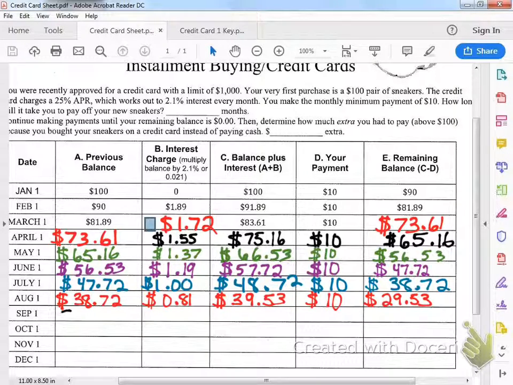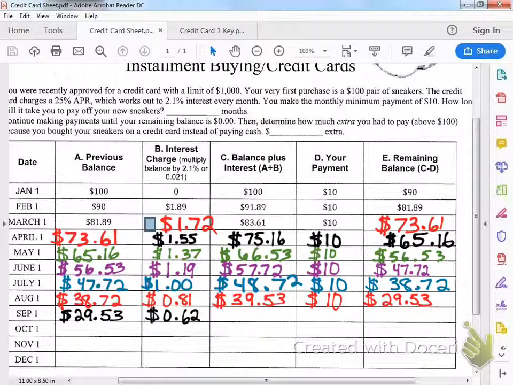You will start September 1st with a balance of $29.53. How much interest will you get charged that month? 0.62, so 62 cents. You need to round. You need to round to the nearest cent. That's how money works.